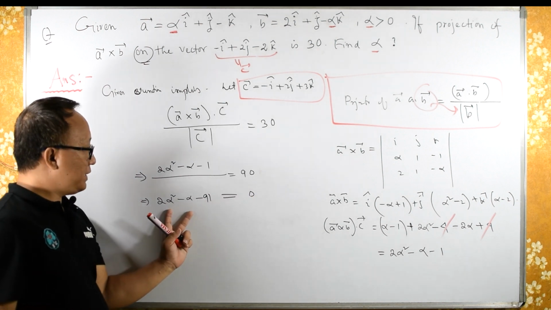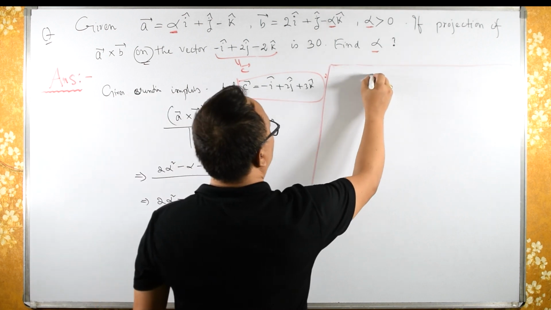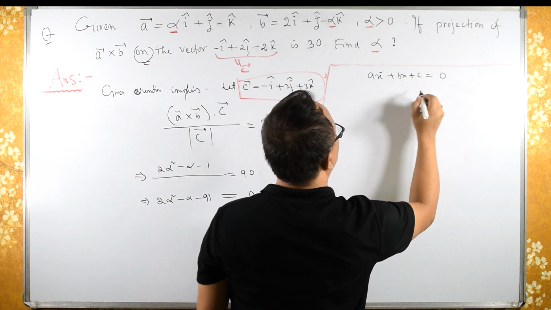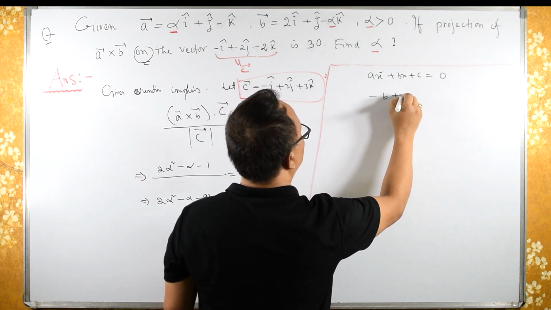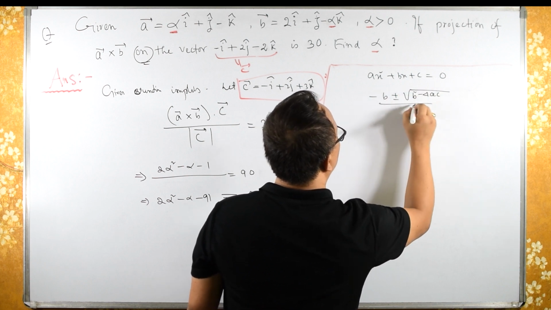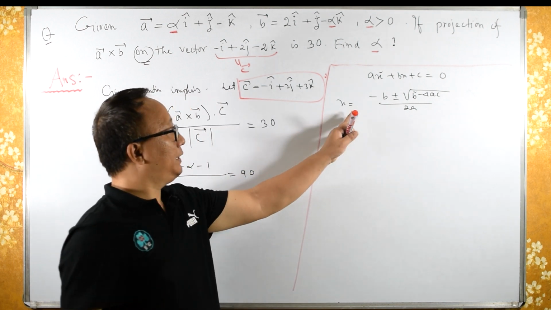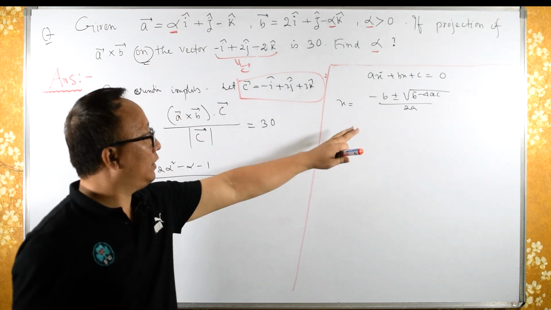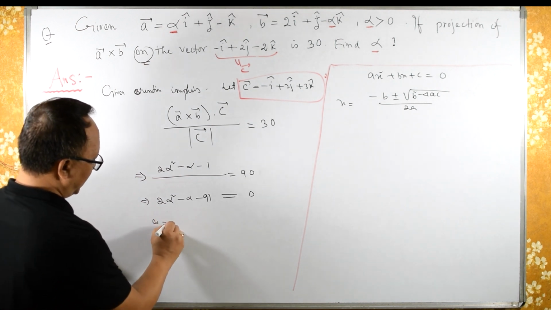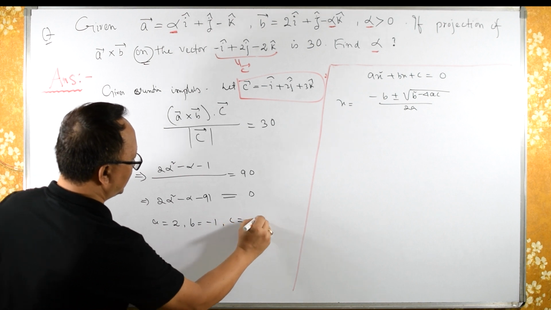Now, since it is a quadratic equation, remember for quadratic equations, we have ax square plus bx plus c equals 0. Its value is minus b plus minus square root of b square minus 4ac upon 2a. So the values of alpha, here x square is there, so we will have two values. Now let's compare with this. Here a equals 2, b equals minus 1 and c equals minus 91.